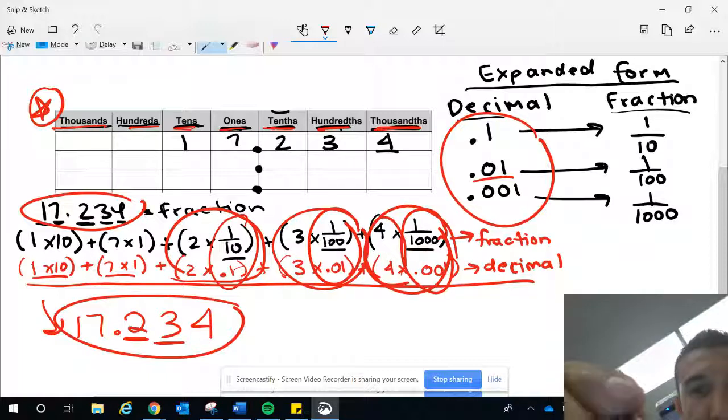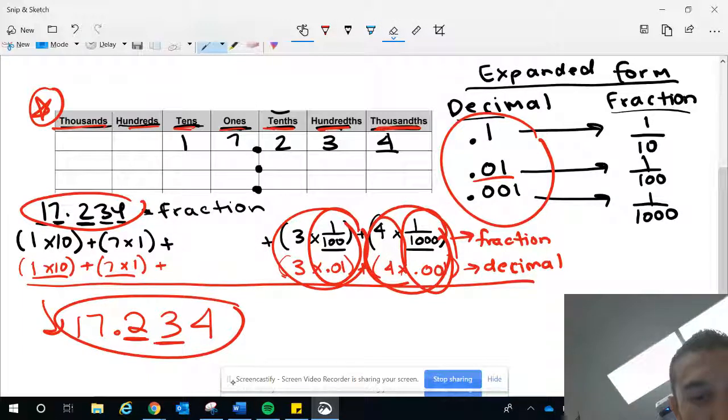Now, Mr. Nablina, what if I don't have a tenths spot? Well, what do you think goes here? If there's no tenths spot, am I going to leave it blank? No, I put a 0 there, right?